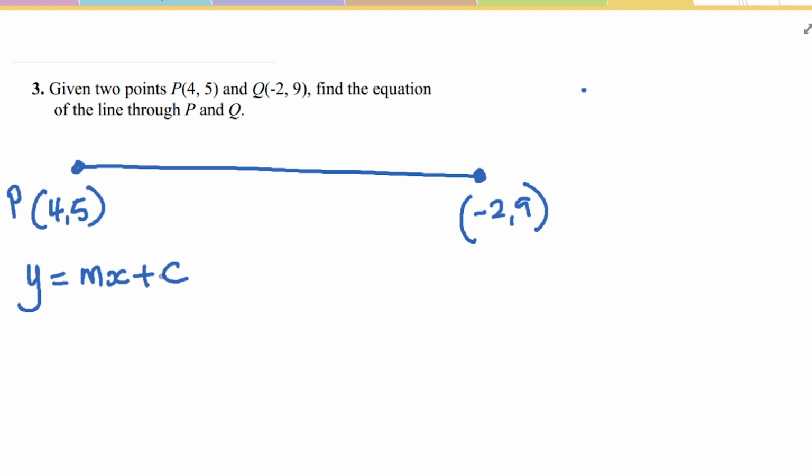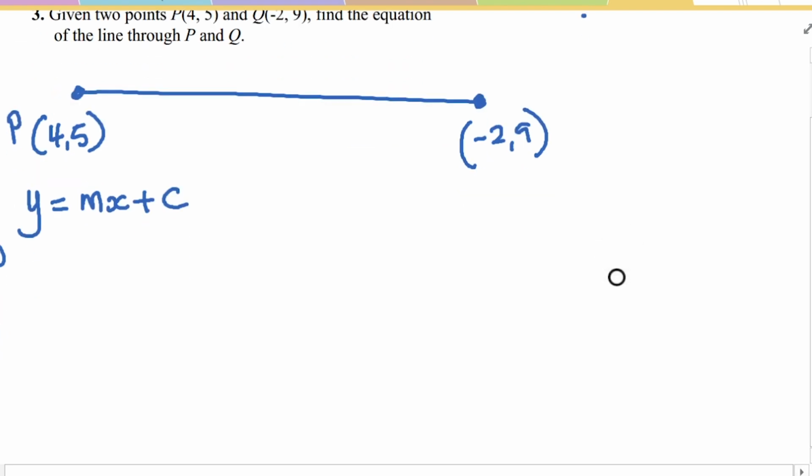Now that we have the equation of the line, let's substitute for P. Remember, for the value of P, this is the value of x, that's the value of y. So we can say that y, which is 5, is going to be equal to, x is 4, so it's going to be 4m plus c. That is as far as point P goes, and that's our equation 1. Then point Q.